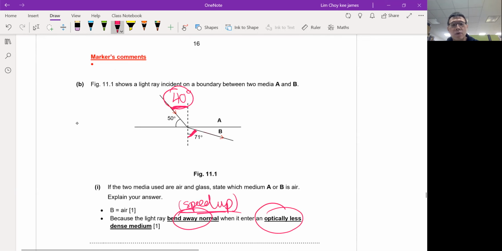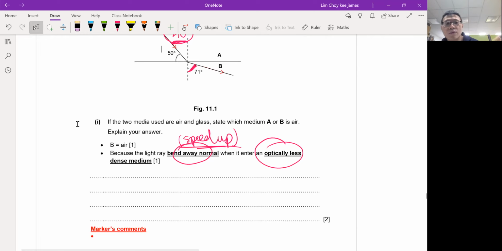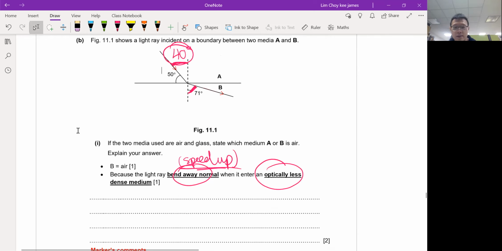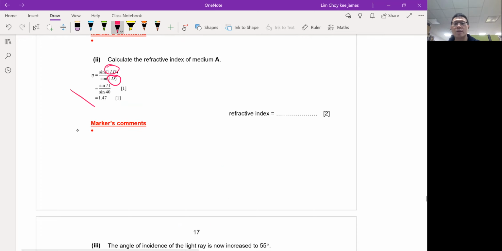The angle we are looking at is 40, not 50. Okay, sine 40. Less dense to dense. It's not angle big. Is it at the numerator or denominator? The angle at the less dense medium is always at the denominator. Okay, so then that's how you get the answer.